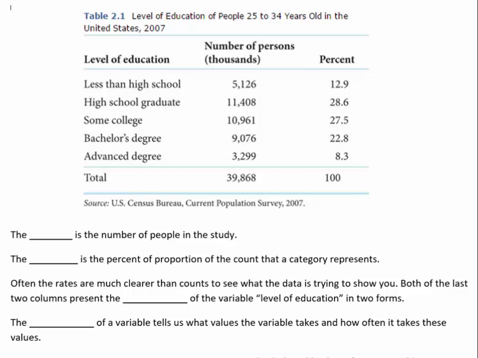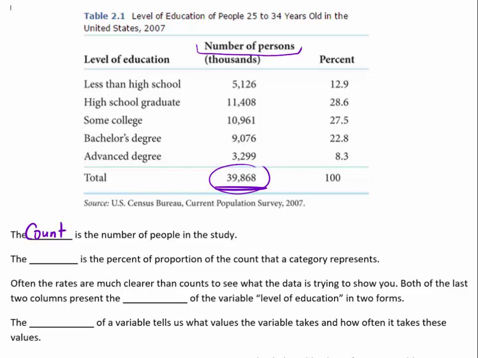Now, in this chapter, I'm going to be using a specific word to refer to the number of people in the study. This is the total number of people. So if we look, you have a column called number of people, and there is a total here at the bottom. We call this total the count. So if you had to count everybody up or add all the different categories and get the total, this number, the 39,868 people, then we call that the count.